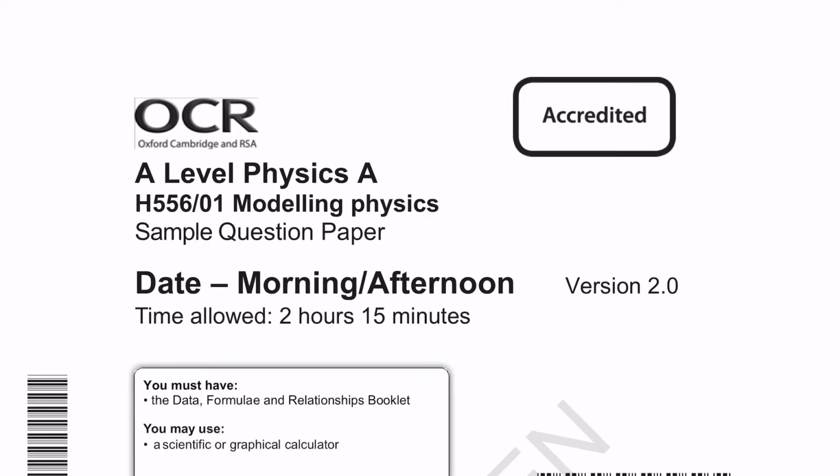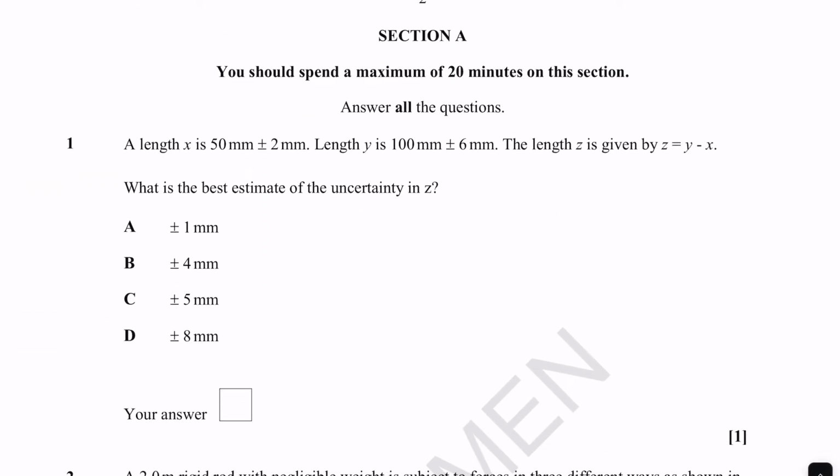I'll be walking you through the Specimen Paper 1 of Physics A, OCR, and let's get started with Section A. Question number 1 says that the length x is given to us as 50 millimeters plus or minus 2 millimeters, length y is 100 millimeters plus or minus 6 millimeters. The length z is given by this formula here, and we're asked to write down what is the best estimate for the uncertainty in z.